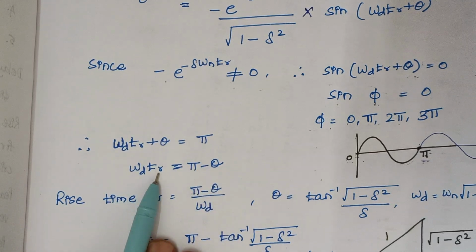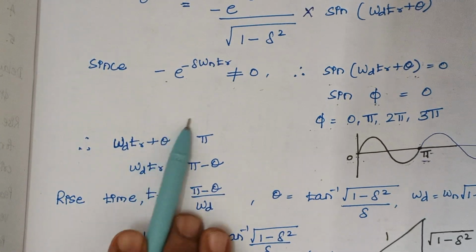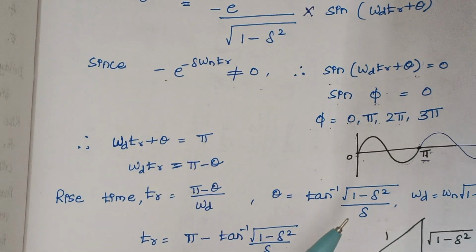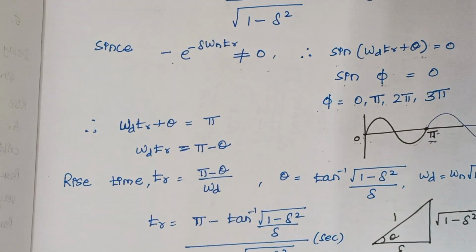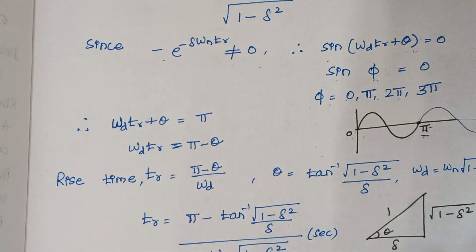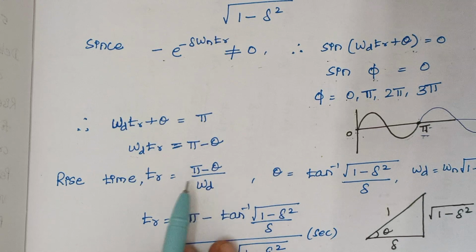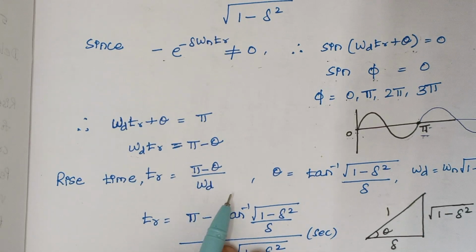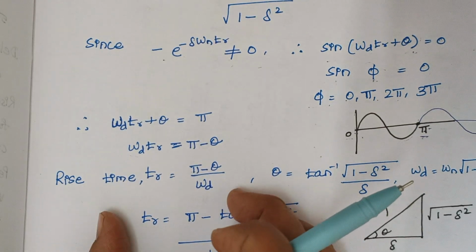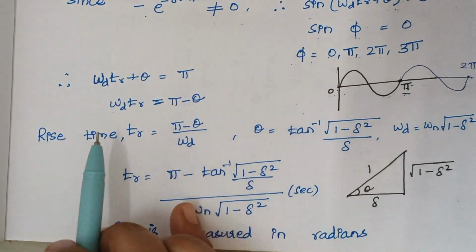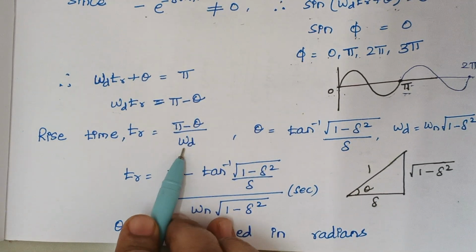And omega d tr is equal to pi, just move this theta to the right hand side. So plus theta will become minus theta. And finally, we can find the value of rise time as tr is equal to, just move this omega d to the denominator part. So we will have pi minus theta by omega d. Right. So next I am going to substitute the values of theta and omega d.